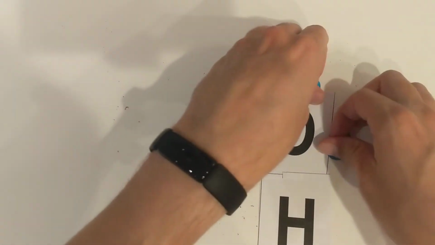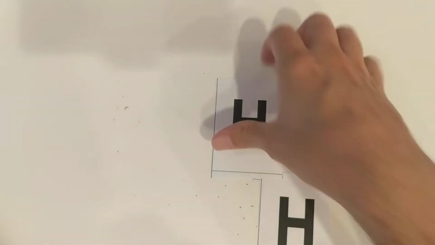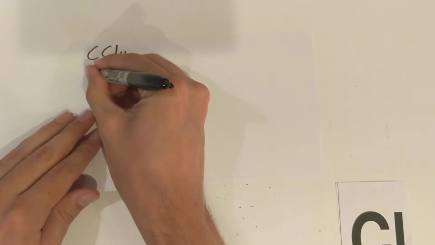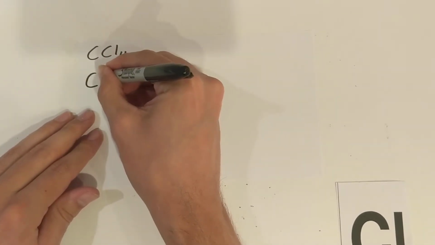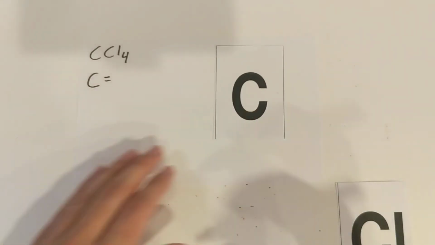All right, let's jump into another example here. We got CCl4. So in this example, we got carbon, which is our C. And carbon has 4 valence electrons, so we'll write that out.